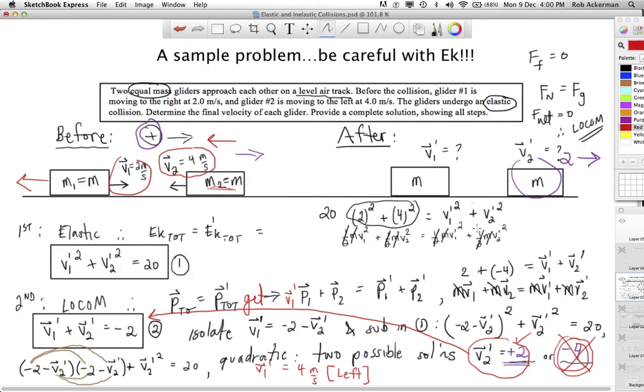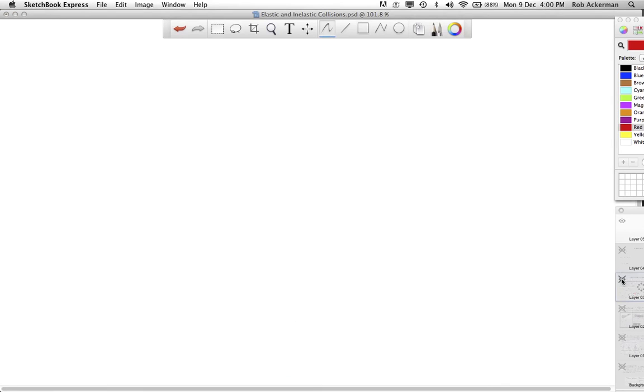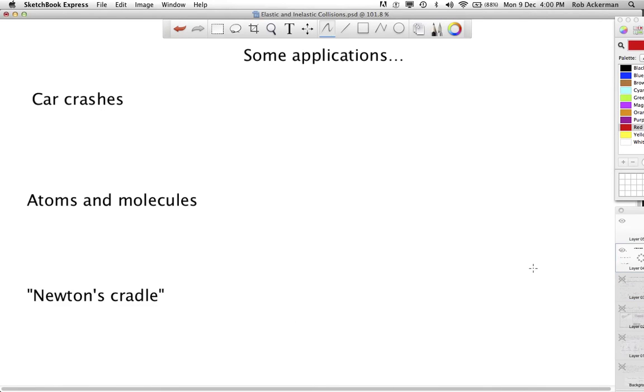All right, try this one on your own. The quadratic part gets messy, so I want you to try it to make sure you're comfortable with it. And then you hopefully will be a pro with these kind of collisions. Anyway, we finish up with some brief applications that are interesting and worth looking at.